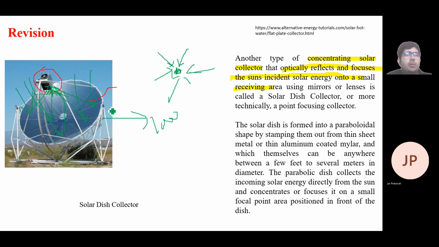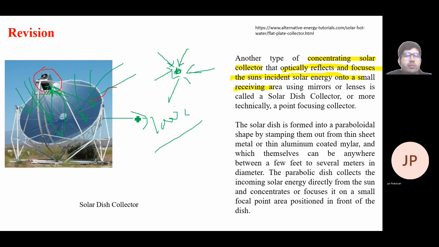We can go up to 1000 degrees centigrade or even more if the collector is having more area. So it depends on the area, the length, the focal length, and all things. And how you are tracking the sun, because sun tracking is also important. So depending on other factors, you can go up to 1000 degrees temperature. The solar disk is formed into a paraboloidal shape by stamping them out from thin sheet metal or thin aluminum coated mylar, and which themselves can be anywhere between a few feet to several meters in diameter.